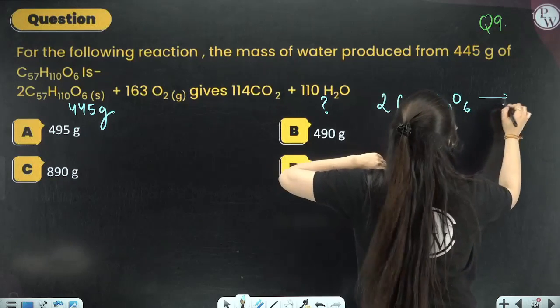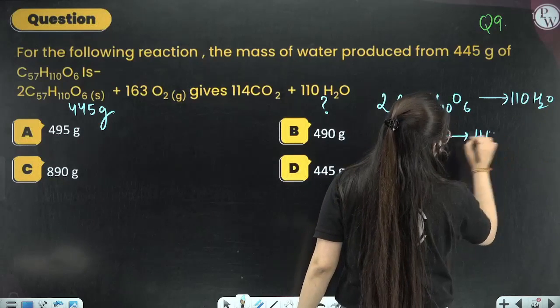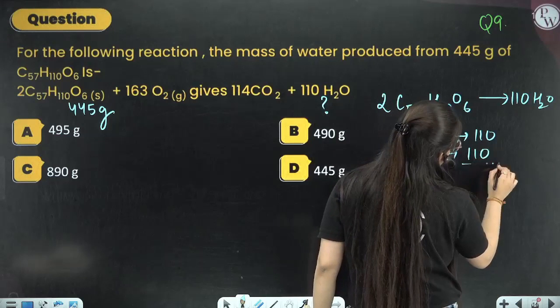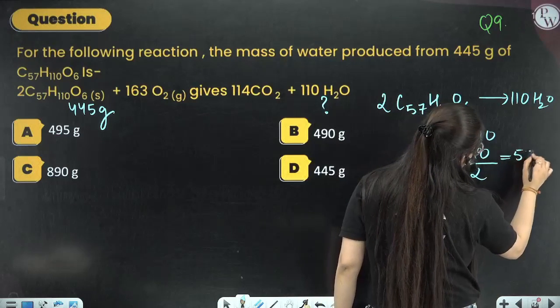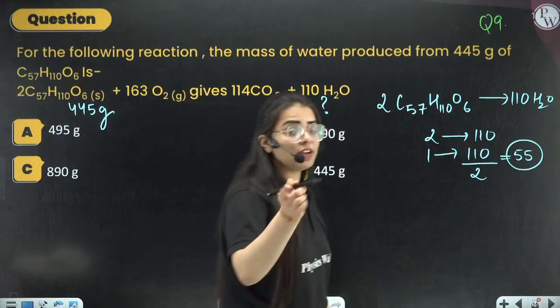2C57H110O6 is producing 110 of water. 2 molecules are producing 110, so 1 molecule will produce 110 divided by 2. That comes out to be 55 moles of water.